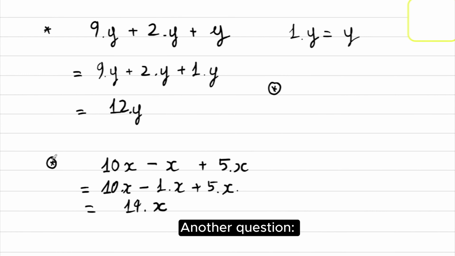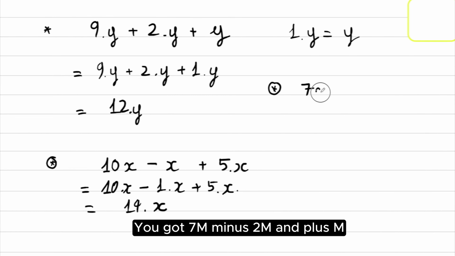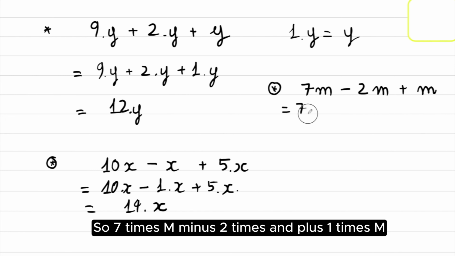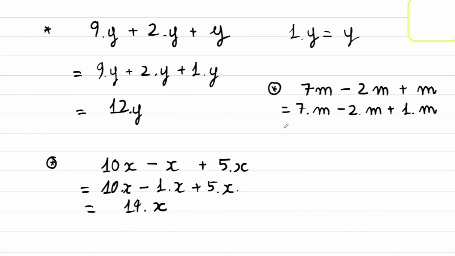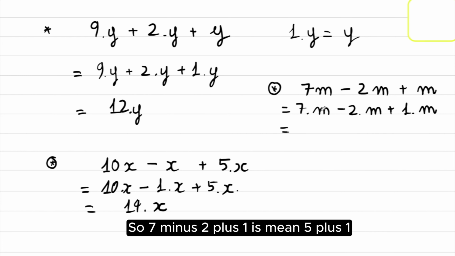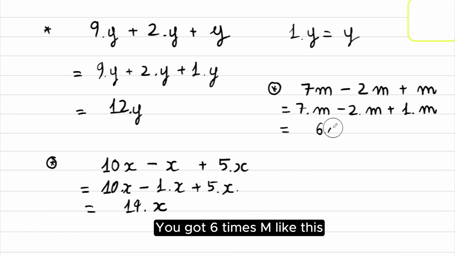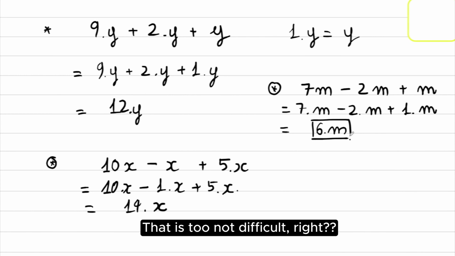Another question. You have 7m minus 2m plus m. So 7 times m minus 2 times m plus 1 times m. So 7 minus 2 plus 1. 7 minus 2 plus 1 means 5 plus 1, you get 6. 6 times m like this. Okay, that is not difficult, right?